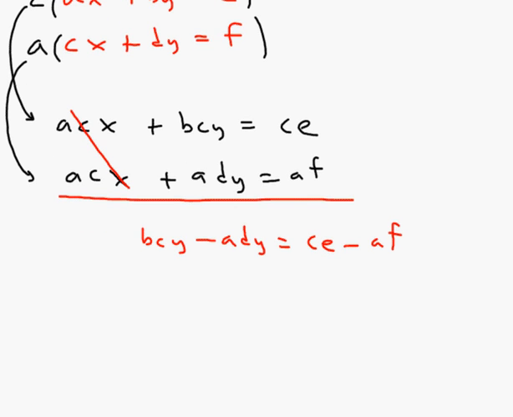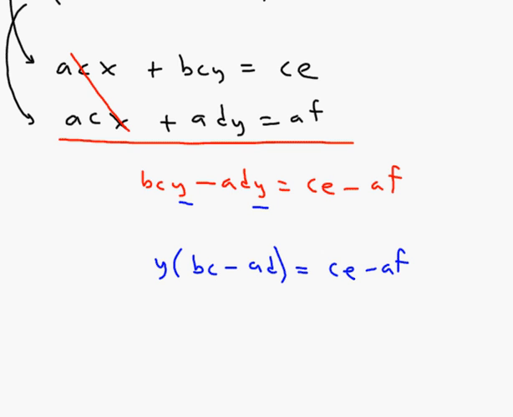We can factor out the y. This is y in both locations. So y times bc minus ad equals ce minus af. All right. And then finally, we have y alone. So y is going to be ce minus af over bc minus ad.